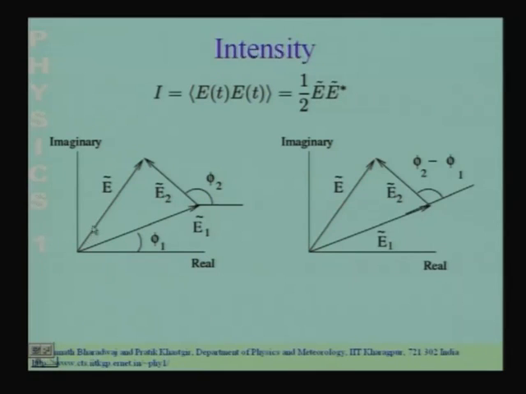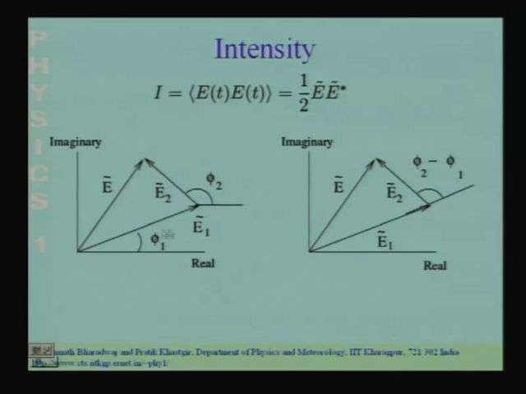So, it is quite clear that the square of the length of this phasor is going to give us the intensity of the radiation. E into E star tells us the square of the amplitude of this phasor. So, the square of the length of this phasor is going to tell us the intensity of the radiation at the point P.